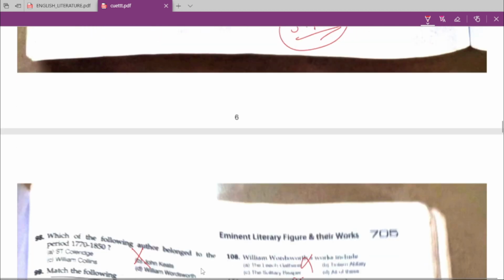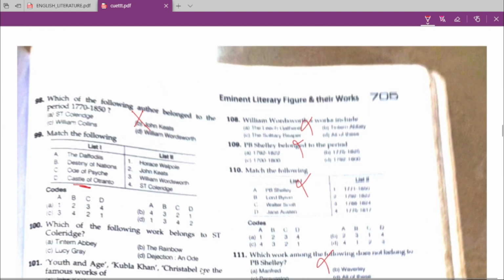Moving on to question number 99. Match the following. The Daffodils, Destiny of Nations, Ode to Psyche, Castle of Otranto. So Daffodils was written by William Wordsworth. Destiny of Nations was written by Samuel Taylor Coleridge, whereas Ode to Psyche is written by John Keats, and Castle of Otranto is written by Horace Walpole. Horace Walpole has written Castle of Otranto. Ode to Psyche by John Keats. Destiny of Nations was written by S.T. Coleridge, and Daffodils was written by William Wordsworth.